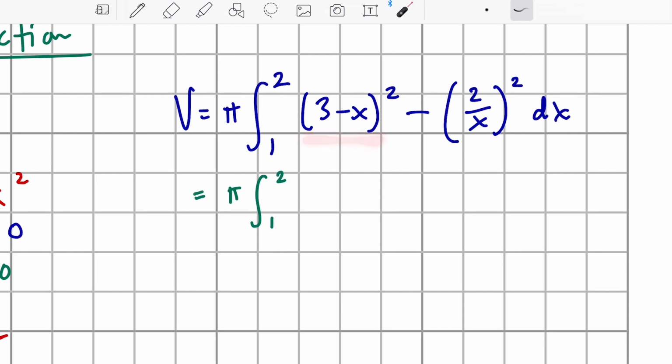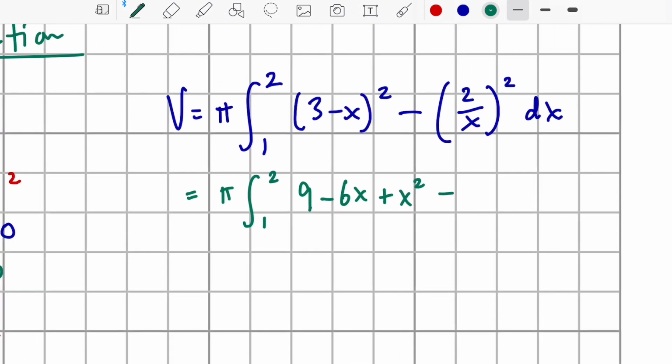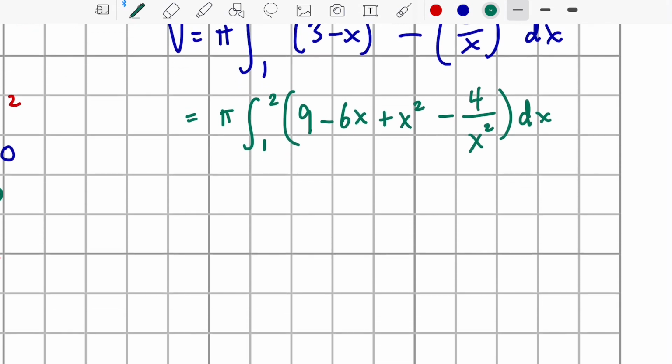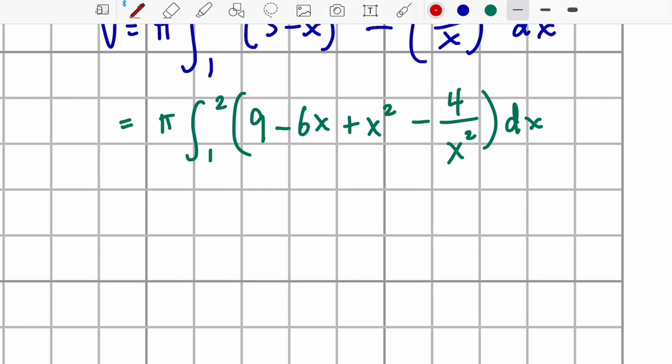To expand this one, remember what I taught you. So if I'm going to expand that, that's going to be 9 minus 6x plus x squared. And minus, when I square the second one, that one's easy. That's going to be 4 over x squared dx. So that is my function. So now we're going to take the antiderivative.